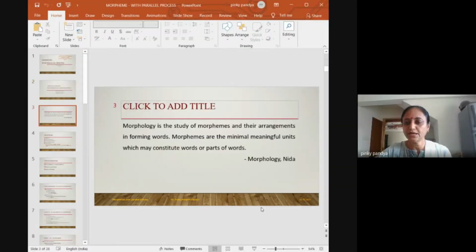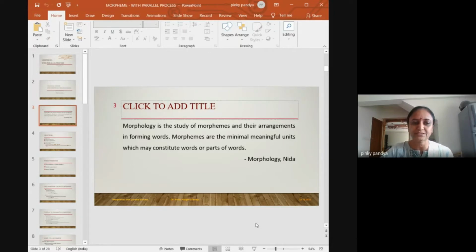Myself, Pinky Pandya, I'm a professor of Mother Tongue Language Gujarati in Ahmedabad, and here I want to present some observations on the morpheme. As we know, Nida has mentioned that morphology is the study of morphemes and their arrangements in forming words. Morphemes are minimal meaningful units which may constitute words or parts of words.